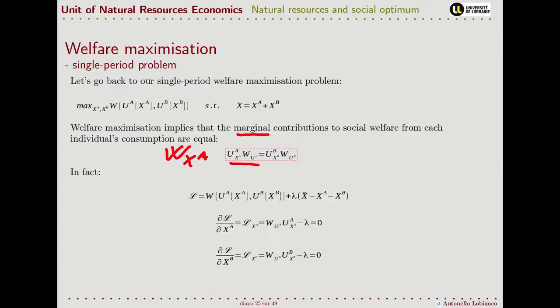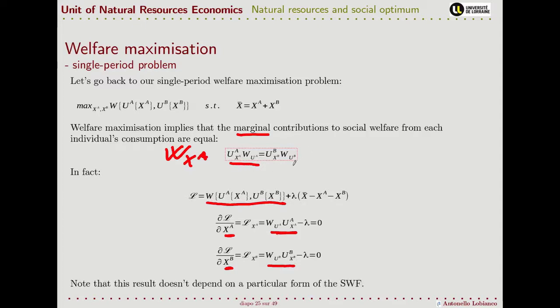Well, nothing else than forming the Lagrangian for the problem. And when we take the first order derivative of the Lagrangian for the two decision variables, we have that the marginal contribution to social welfare of the individual consumptions must be equal to lambda, and hence must be equal. Something to note here is that this is a very general result. It doesn't even depend on the particular form of the social welfare function. So whatever form we choose, these results stand.